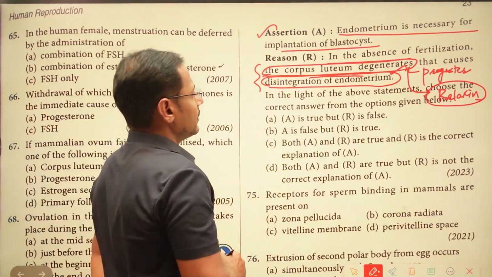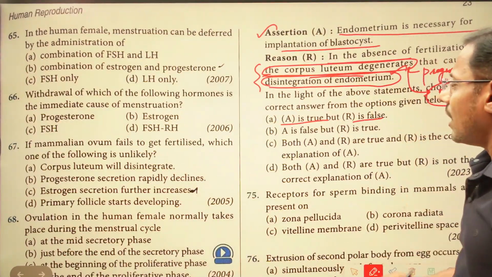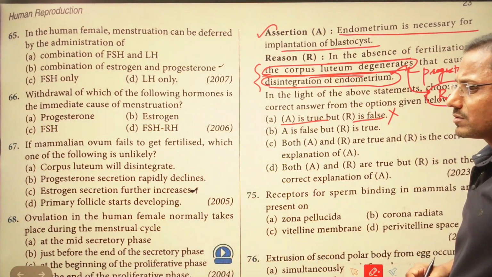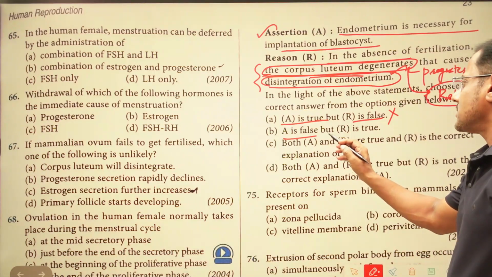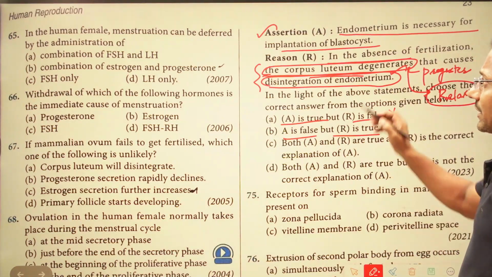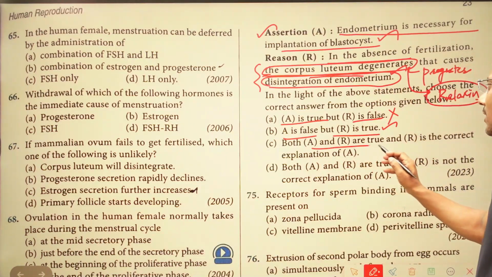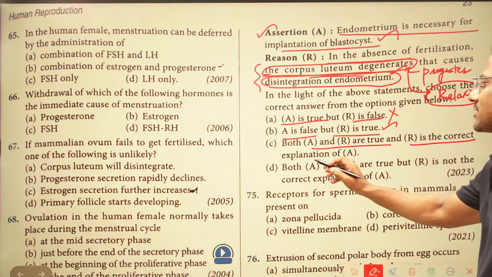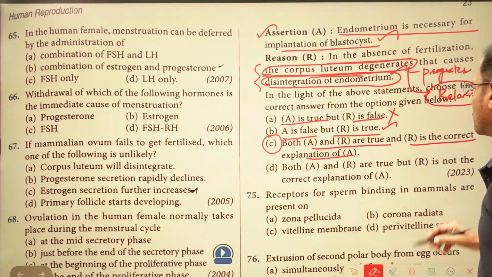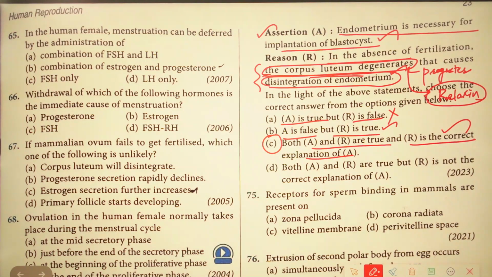Let us see the options then. A is true, but R is false. So this is the wrong option. A is false, but R is true. But A is also the right one here, so A is true. Both A and R are true, and R is the correct explanation of A. Now our option is C. C is the right option.